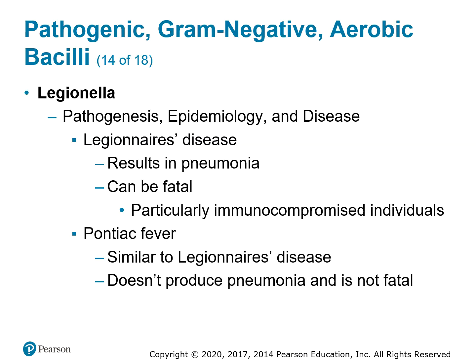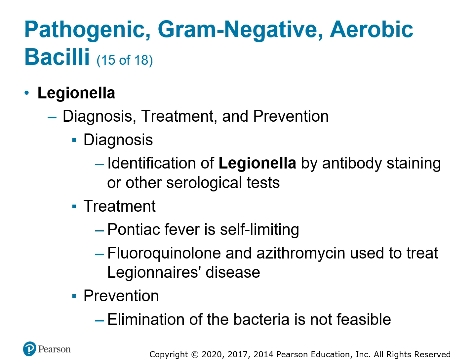All right, Legionnaires' disease. This results in a form of pneumonia that can be fatal, especially in someone who is immunocompromised, or Pontiac fever, which is similar to Legionnaires' disease, but it doesn't produce fatal pneumonia, and it's typically not fatal. The diagnosis for Legionella is using an antibody staining or other serological test in a med lab. The treatment for Pontiac fever is that it's self-limiting, so you just let it run its course. There are a couple of drugs that we use to treat Legionnaires' disease.